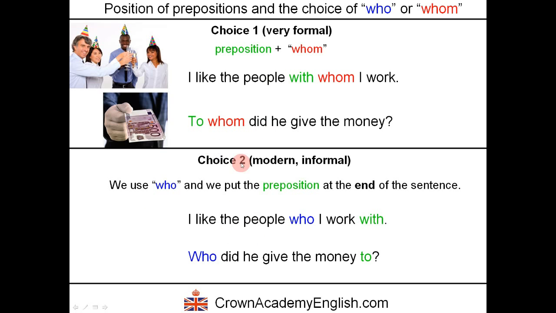And the other example, using choice 2, modern English. We use who, and the preposition goes right at the end. Who did he give the money to? So we have who, and then did he give the money to? He is the subject, give is the verb. Here we have the preposition right at the end of the sentence, and the object of the preposition here at the beginning. So those are the two choices that you have with prepositions and who or whom.